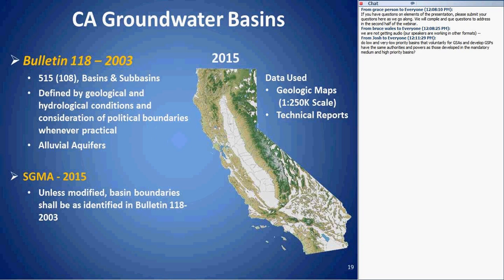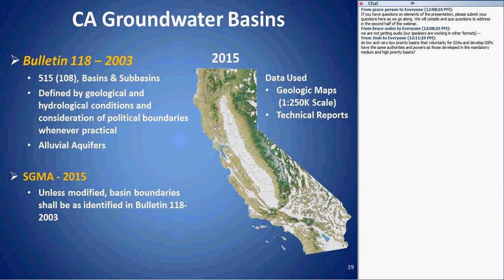The enactment of the Sustainable Groundwater Management Act in 2015 clearly states that unless modified, basin boundaries shall be as identified in Bulletin 118-2003. So that's a key point: the department plans to use the existing groundwater basin boundaries as they are now. Local agencies can use those boundaries moving forward for groundwater sustainability agency formation and groundwater sustainability plan development.